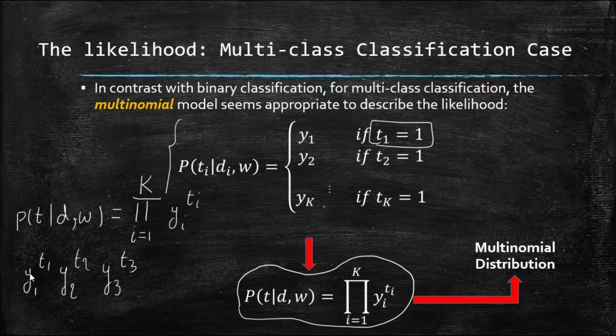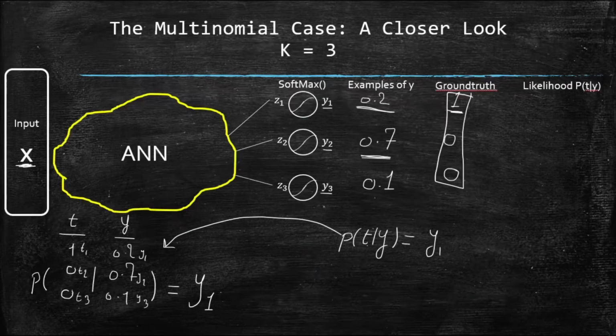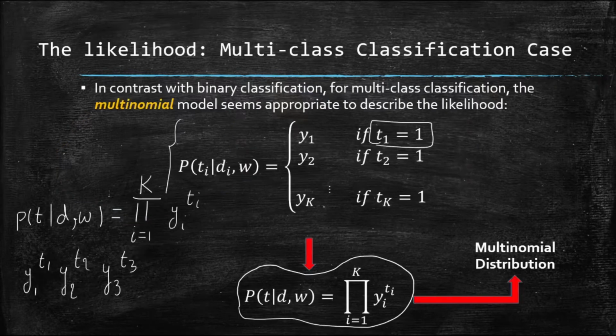But wait a second. If I know that the input belongs to class 1, then only t sub 1 has the value 1, and t sub 2 and t sub 3 are 0, right? Remember, as I said here, this is how you represent the truth through your algorithm: 1 for the true class and 0 for the other classes. So by the same logic, if class 1 is the true class, t sub 2 and t sub 3 are 0. Then this would mean y sub 1 to the power 1, y sub 2 to the power 0, and y sub 3 to the power 0. So this is 1, this is 1.